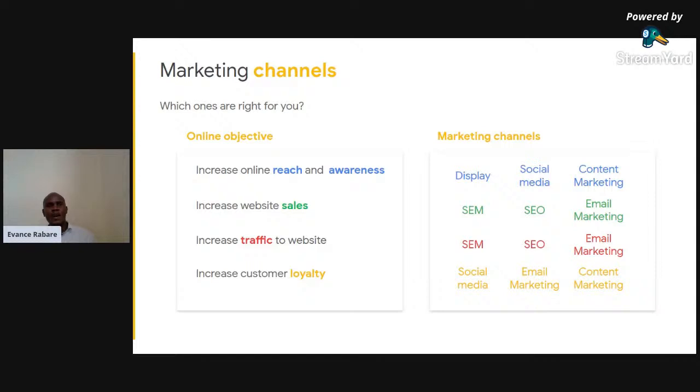So for you to increase online reach and awareness, you'll have to use display marketing, social media, and content marketing. So if your objective is all about increasing reach and awareness, that is that. If your objective is to increase website sales, then search engine marketing, SEO, and email marketing. If it is all about traffic, search engine marketing, search engine optimization, and email marketing.